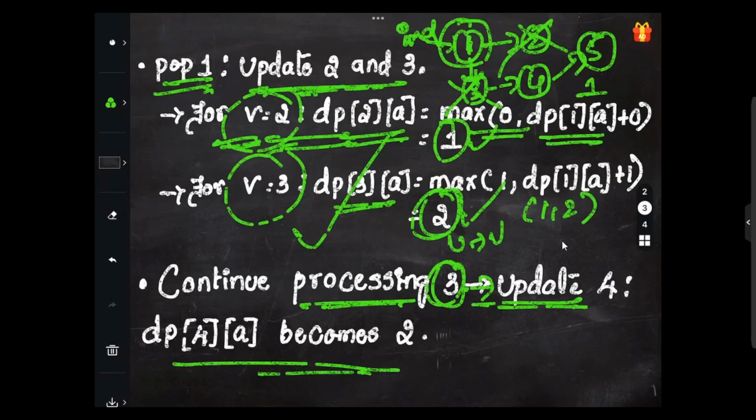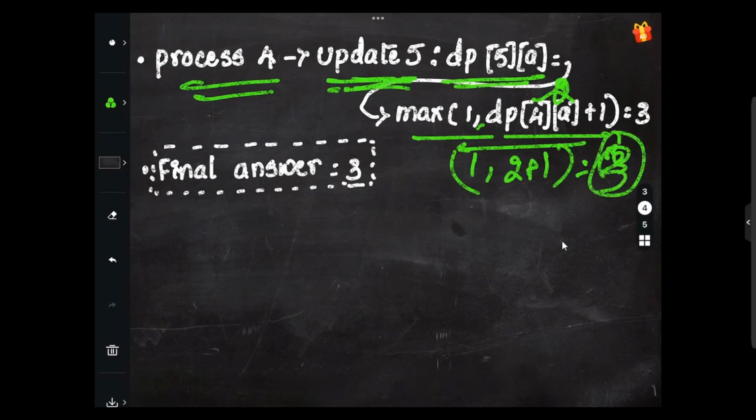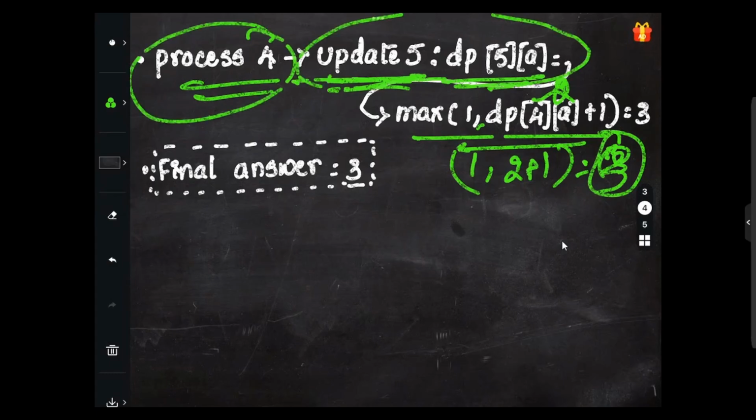See here, dp of 4a becomes 2 when we have updated the dp of 4a to 2, right? The actual value of dp of 4a is 1, for all the things it is 1. We have updated this one to 2. So this becomes 1 comma 2 plus 1, nothing but 3 in this case, 1 comma 3, and we'll be considering 3 as max, right? So the final answer after processing 4, nothing but after updating the 5, we get the answer 3.